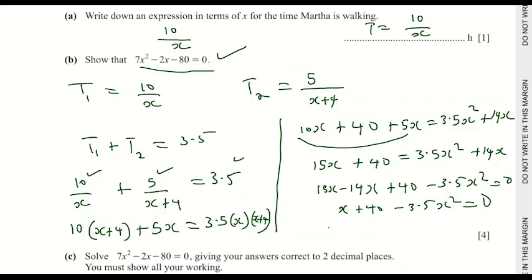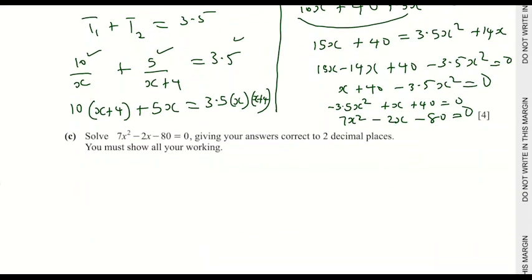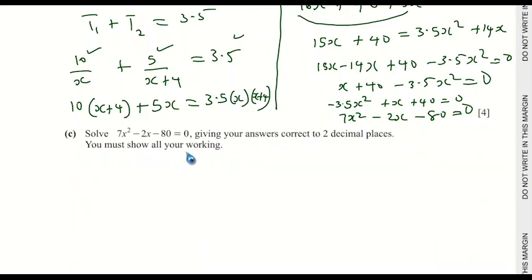So we have minus 3.5x squared, then plus x, then plus 40 equals 0. Then finally, multiply everything by negative 2. So if you multiply by negative 2, we have 7x squared, then minus 2x, then minus 80 equals 0. So part C, solve 7x squared minus 2x minus 80 equals 0, giving your answer correct to 2 decimal places.